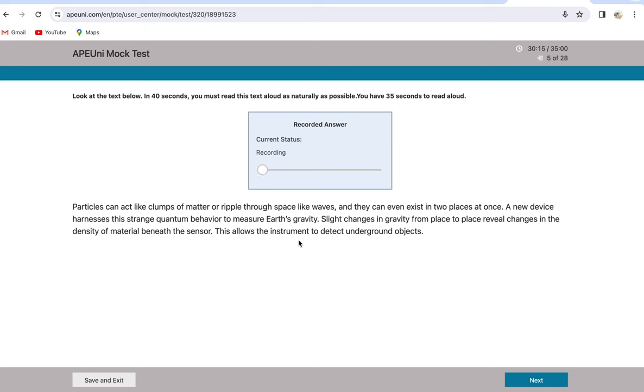Particles can act like clumps of matter or ripple through space like webs. And they can even exist in two places at once. A new device harnesses this strange quantum behavior to measure Earth gravity. Slight changes in gravity from place to place reveal changes in the density of material beneath the sensor. This allows the instrument to detect underground objects.